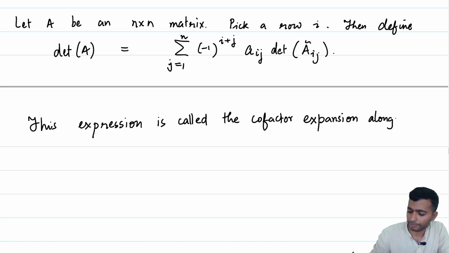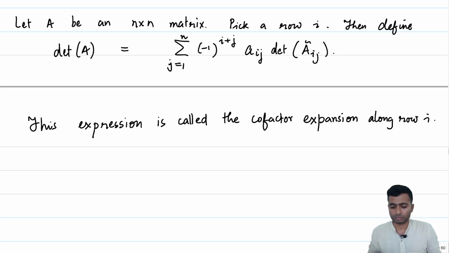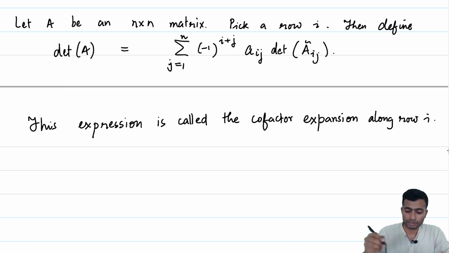Along row i. The determinant of the minor Aij tilde is sometimes called the ijth cofactor. Anyway, let me not write that down. So, this expression is called the cofactor expansion and this is exactly what the determinant of A is.